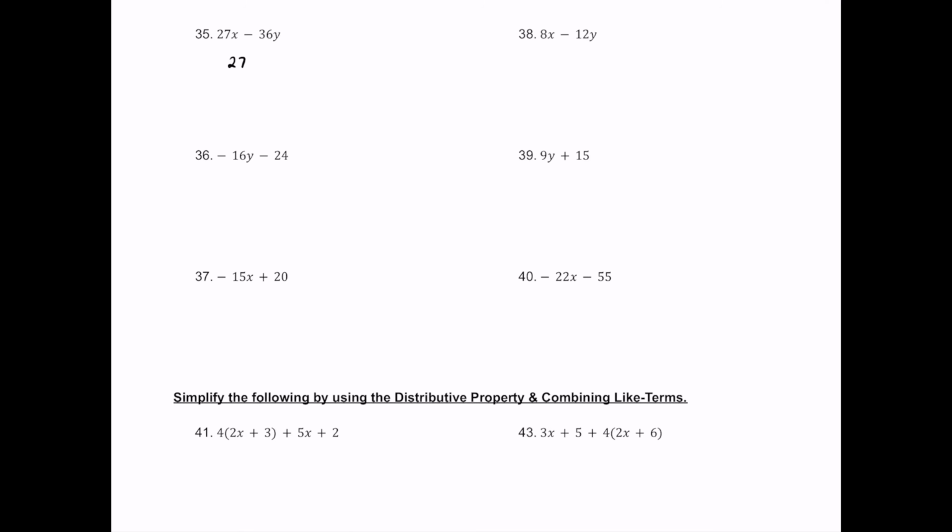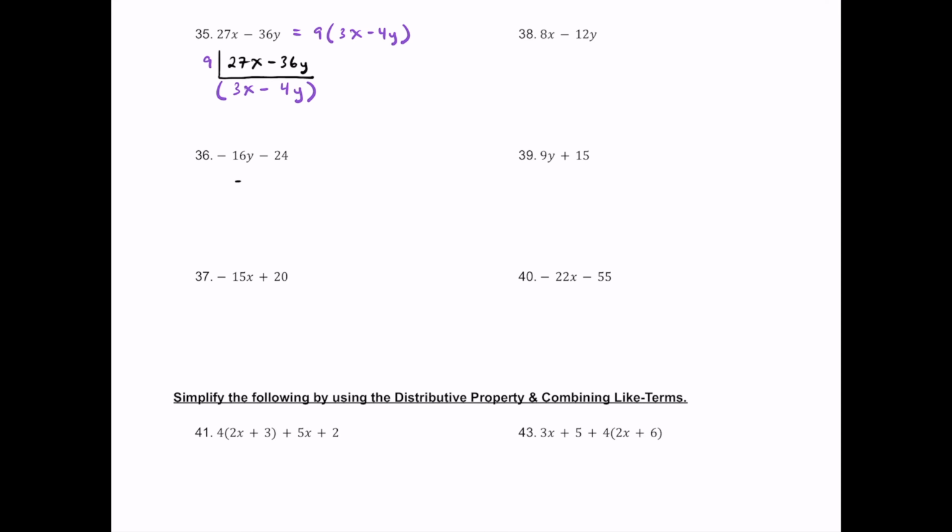We have 27x minus 36y. Let's see what they have in common. They both have, I think, 9, right? 9 times 3x gets you 27x, and then 9 times a negative 4y gets you negative 36y. Give those a hug, and that will be 9 times the quantity of 3x minus 4y.